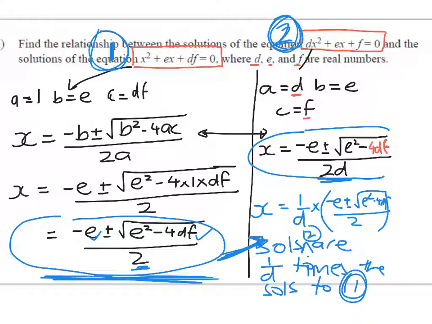Okay, so another interesting question. Just make sure you've gone through it. All you're really doing there is using the quadratic formula with letter coefficients instead of numbers.